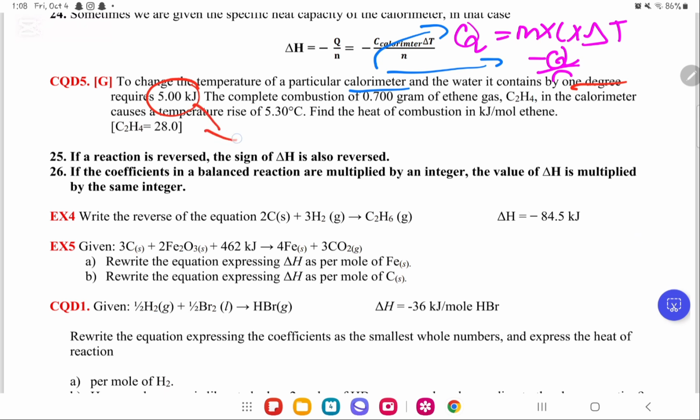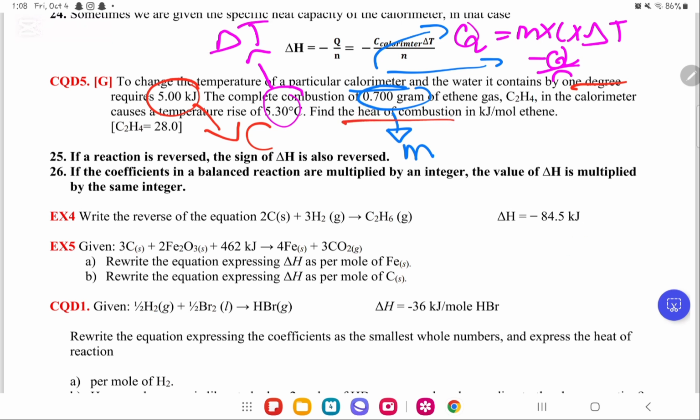So this is our C. To raise the temperature by 1 degree, it is 5 kilojoules. So for now, this is our C. The complete combustion of 0.7 gram. 0.7 gram is our mass. Okay? The temperature rises by 5.3 degrees Celsius. So this is our delta T.